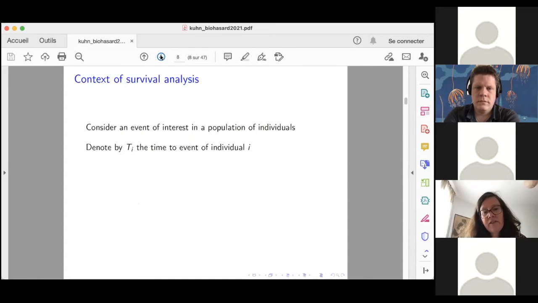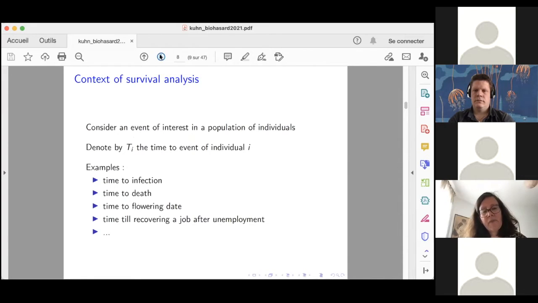So for the context of survival analysis, I will consider an event of interest in a population of individuals. I will denote by T this time to event. As an example, you can consider time to infection, for example in the malaria application. You can also consider time to death.